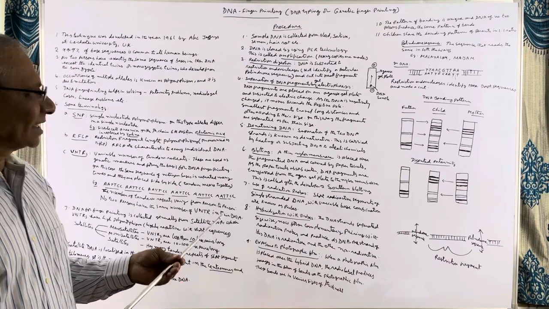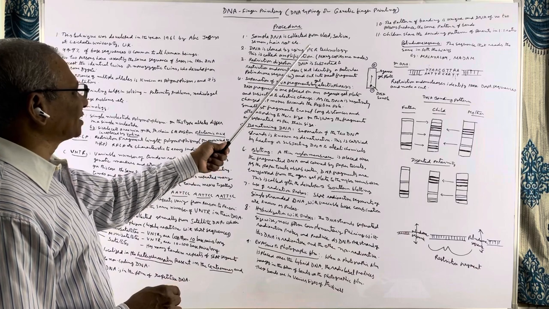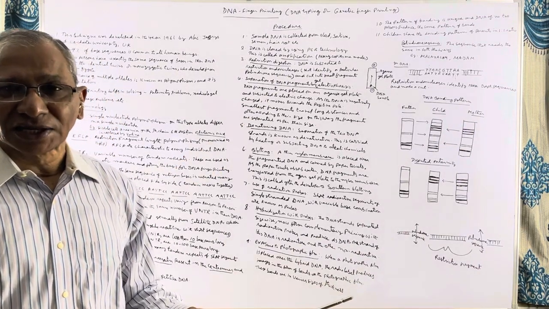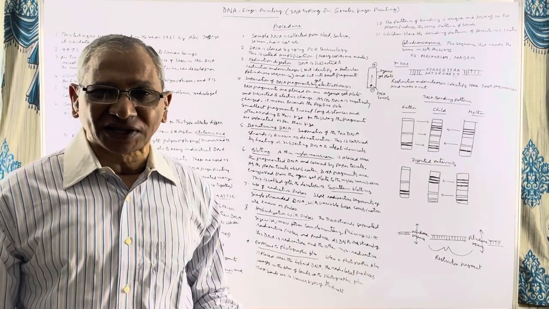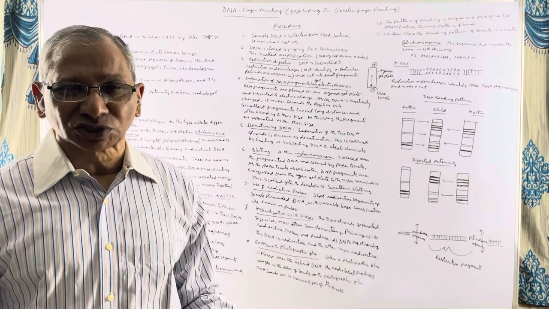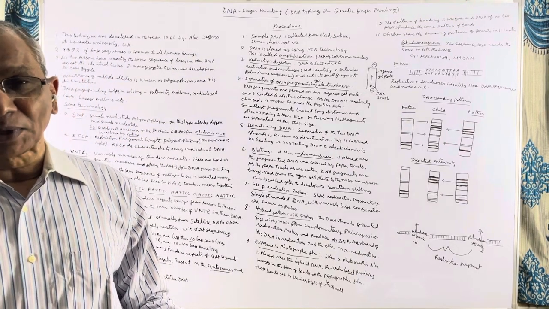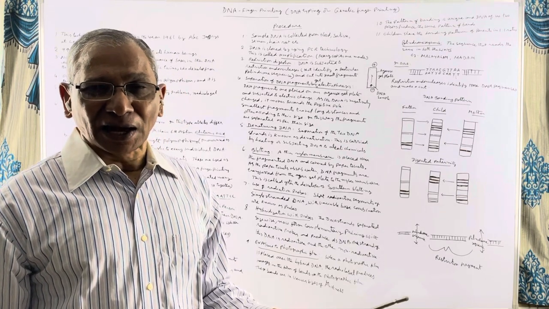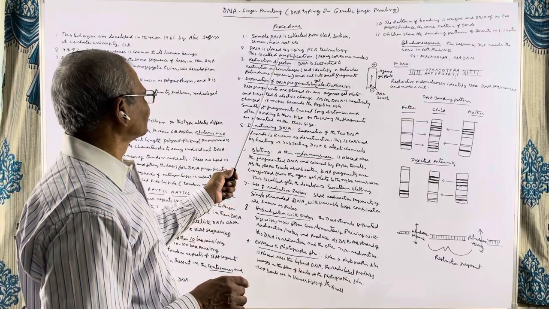Then after collecting the DNA, it is cloned by using PCR technology. PCR means polymerase chain reaction. Through this technology, a single copy of DNA can be made into thousands or even millions of copies. In this way, DNA is amplified. Multiplication means amplification. So the next step is amplification of DNA by using PCR technology.